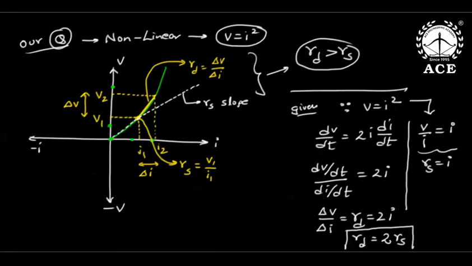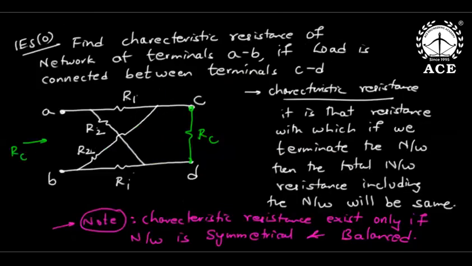But our component is non-linear. Now static resistance at a point I got, but dynamic resistance in this case, due to change in voltage by change in current, is definitely greater than the static resistance. Now that ratio I got, by differentiating and substituting the given data, I observe that in this case, dynamic resistance is 2 times static resistance. That is a very interesting concept.